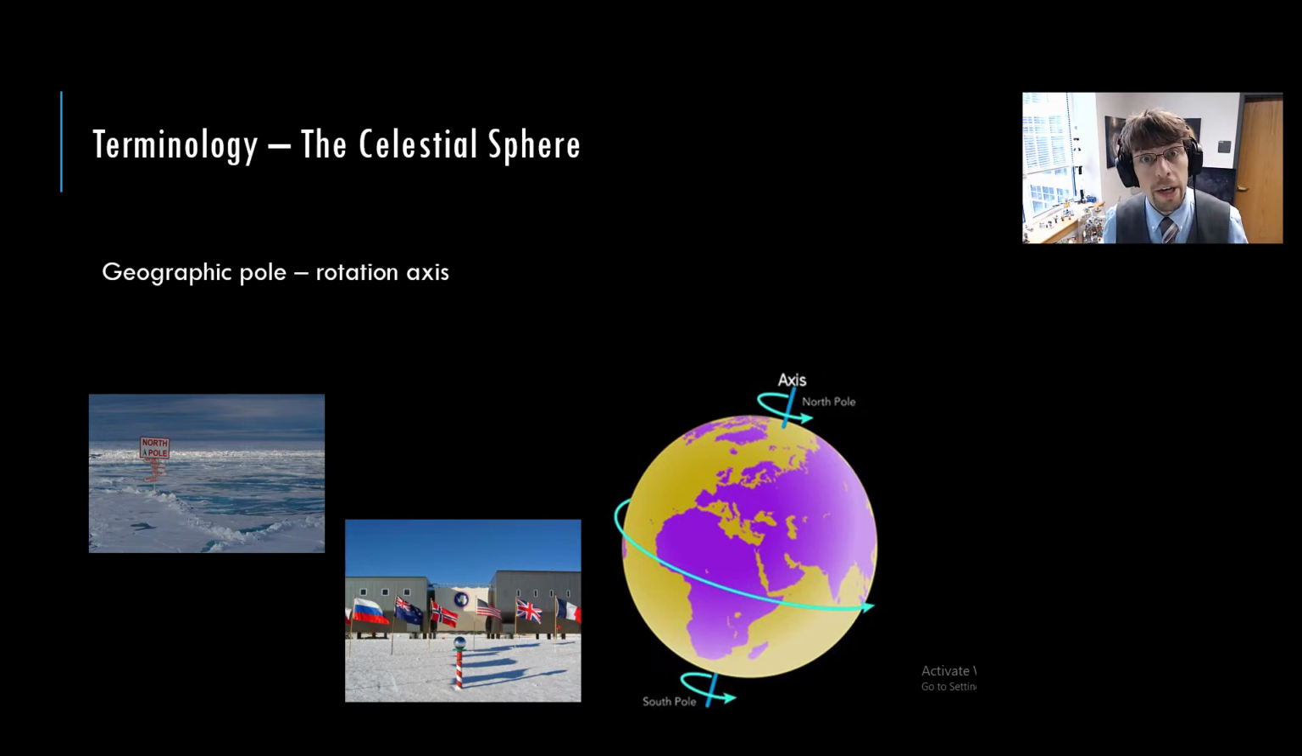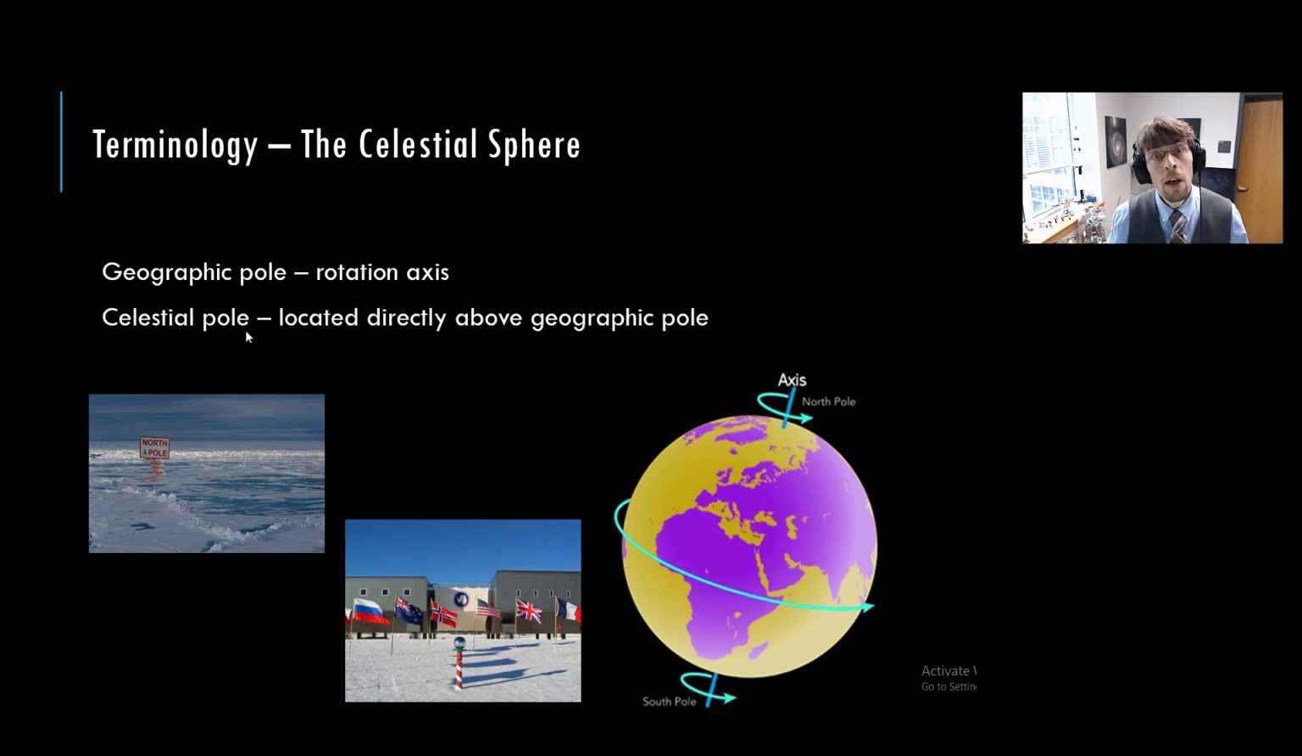The first one is called the celestial poles, and they're related to our geographic poles. What you can do is take the geographic poles on the Earth, the North Pole, the South Pole, and think of running a line through those two locations and all the way out into space. Where that line intersects the celestial sphere, that is referred to as the celestial poles.